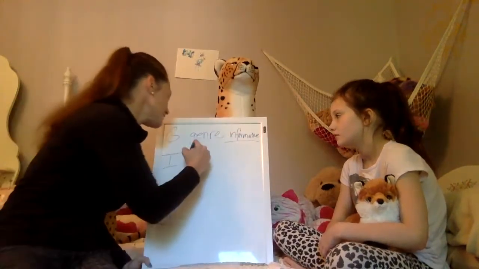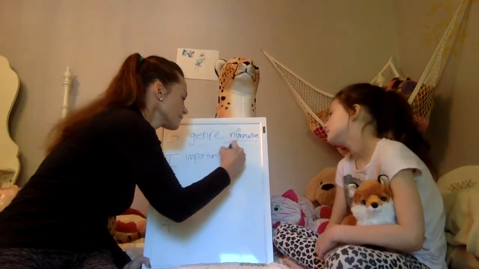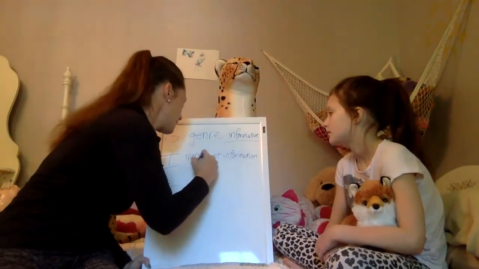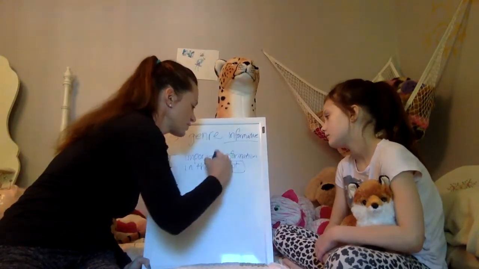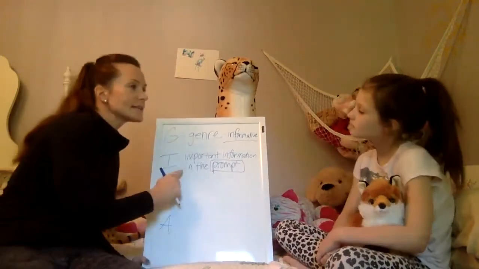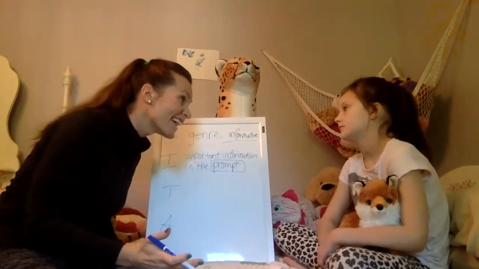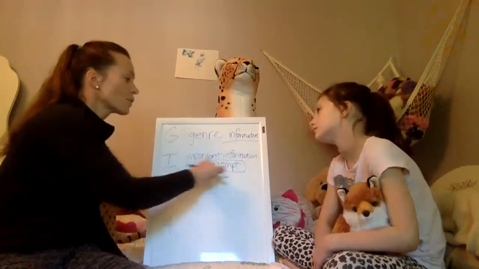The I stands for important information in the prompt, okay? The prompt is the question, Madison. A lot of kids think that we're talking about important information in the article. We haven't even read the article yet, right? We do this before we read the article. We've only read the prompt. So this is important information in the prompt.